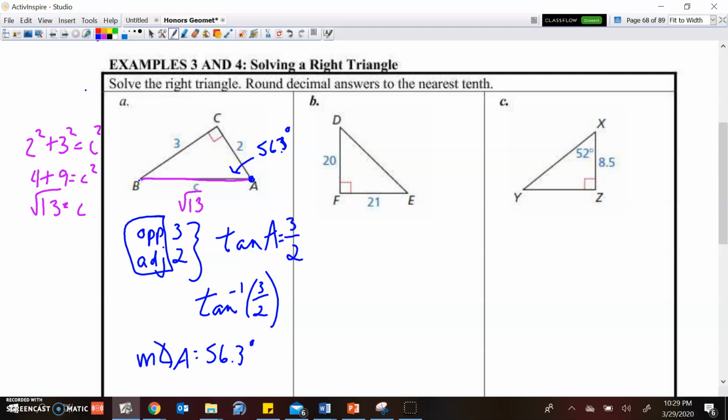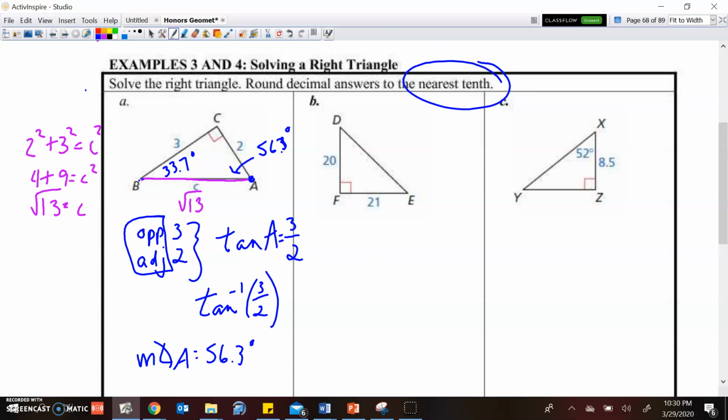So we only have one angle left, and that's this one, angle B. And because I know that angle A and angle B are complementary, I can do 90 minus 56.3. I don't have to do another trig setup, and I get 33.7 degrees. Okay? All right. That's that. We have all three sides, all three angles. You did it. And again, they're saying rounded to the nearest tenth.